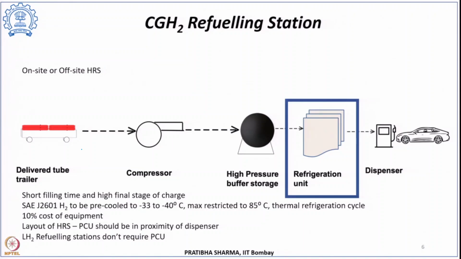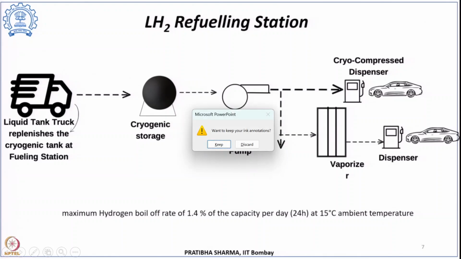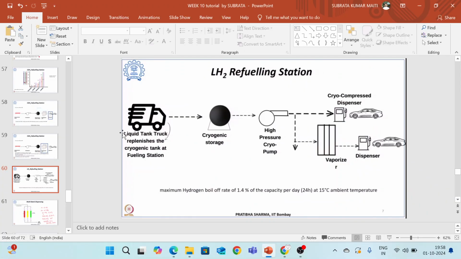There is a restriction of 85 degrees centigrade. You cannot go beyond the 85 degrees centigrade maximum temperature. This is all about your hydrogen storage and transportation.